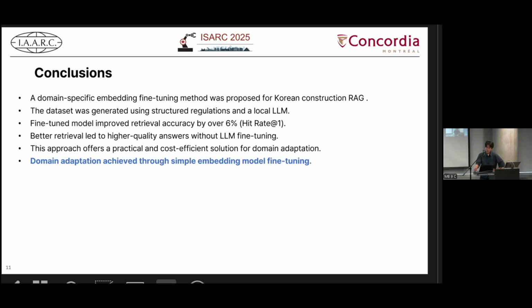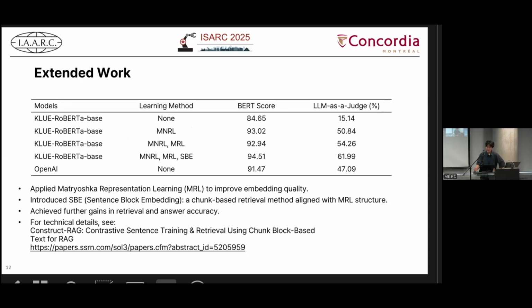The main contribution is that we built a domain-specific answer generation pipeline using a simple and efficient method by fine-tuning only the embedding model. This is our extended work. We additionally applied Matryoshka representation learning to further improve performance and introduced SBE, the sentence block embedding, a chunk-based retrieval method aligned with MRL, the Matryoshka representation learning structure. For more technical detail, please refer to our preprint paper.